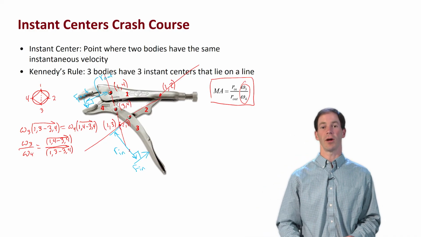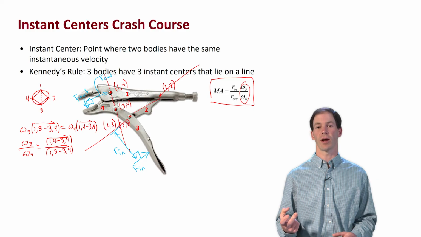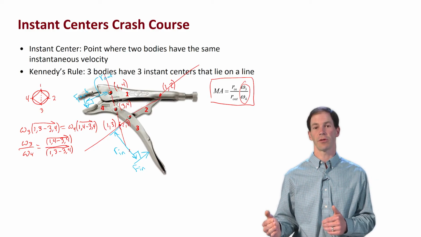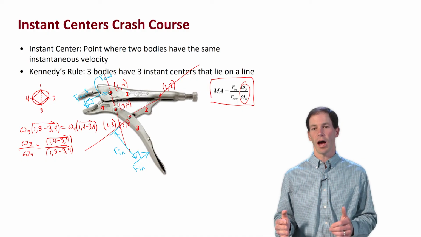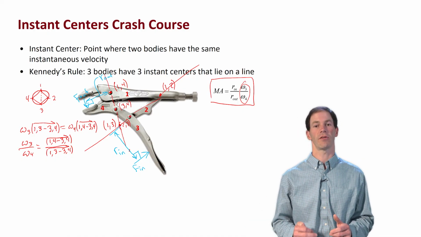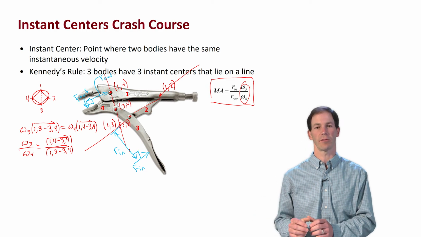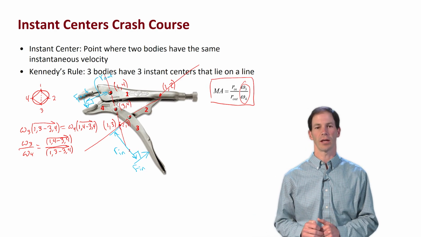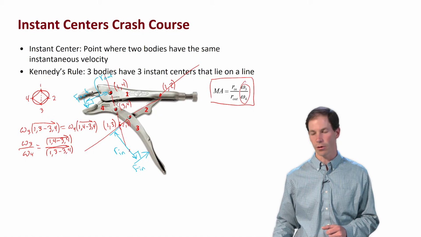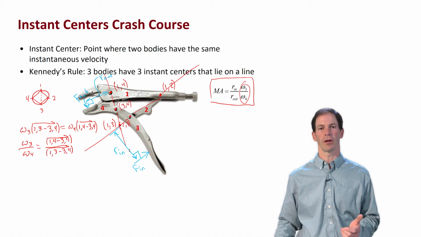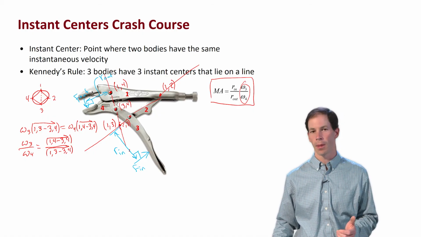So now I have enough information. I've got these two distances, the two radiuses that I can measure right off the drawing. And then I've got the two distances in terms of the distance between the instance centers. I put all this together, and I have my expression for the mechanical advantage purely with respect to the static analysis of the mechanism. I can measure all of these and get this information quite quickly. So pretty powerful in what we can do with an instance center analysis.